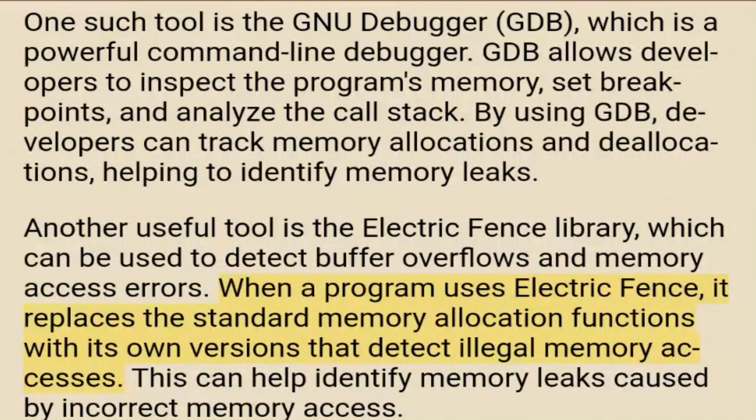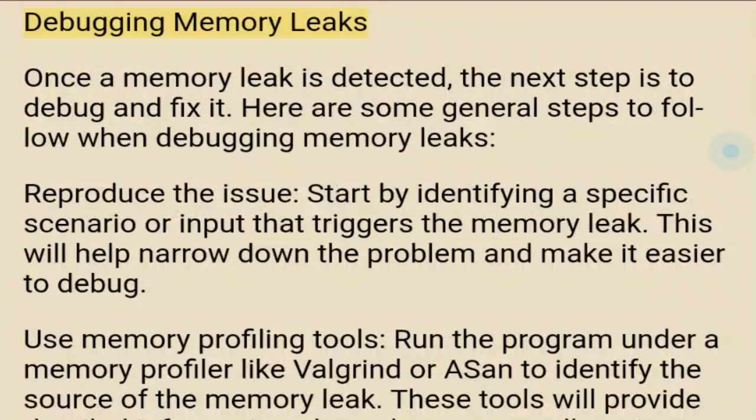When a program uses Electric Fence, it replaces the standard memory allocation functions with its own versions that detect illegal memory accesses. This can help identify memory leaks caused by incorrect memory access. Debugging memory leaks. Once a memory leak is detected, the next step is to debug and fix it. Here are some general steps to follow when debugging memory leaks.